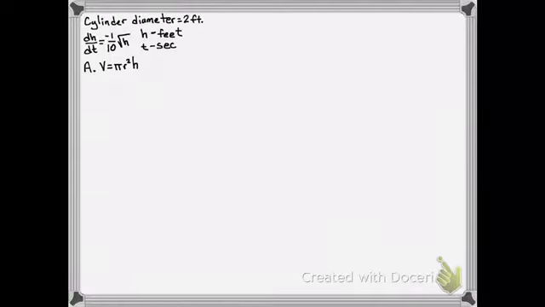So part A: find the rate of change of the volume of water in the barrel with respect to time when the height of the water is 4 feet. So they're telling you to find the rate of change with respect to time. That means t is the variable, just like all our related rates are. To find that related rate, we have to take the derivative of our volume equation.